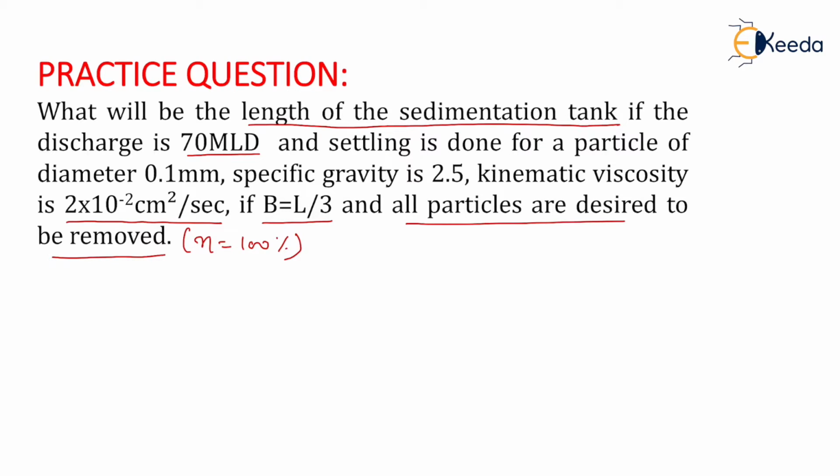We will start the solution of this numerical by writing all the given quantities. Discharge is given as 70 MLD. Now we need to convert this 70 MLD into meter cube per second. It will be equal to 70 into 10 to the power 3 meter cube per day. Now we need to convert this value from meter cube per day to meter cube per second, so we divide it by 24 into 60 into 60.